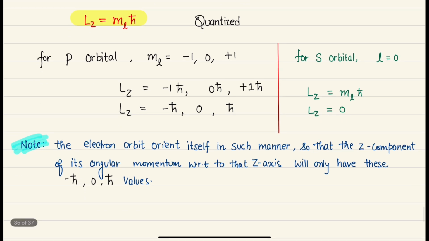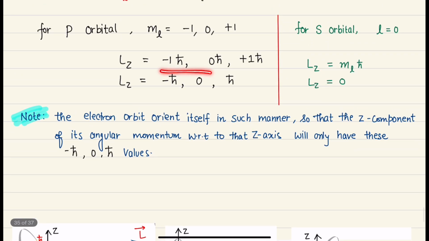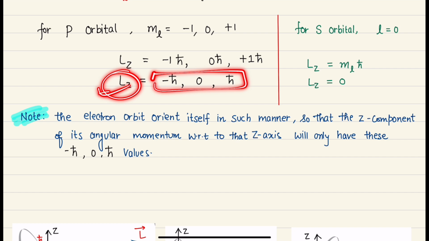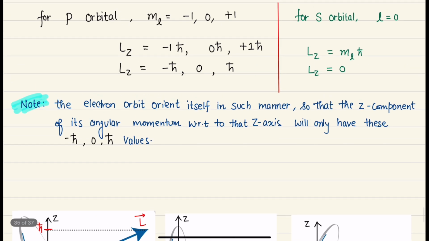Right? So how are the electrons oriented, how is the L vector generated? Now I will give you a feel in 3D. See here. All these values came here, right? For Lz we got 3 values for the p orbital, and here we got 1 value, that is 0, for the s orbital. So what does this mean?